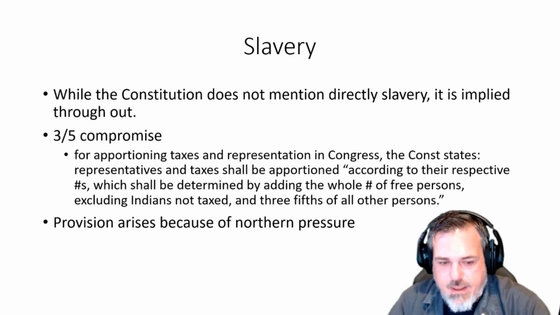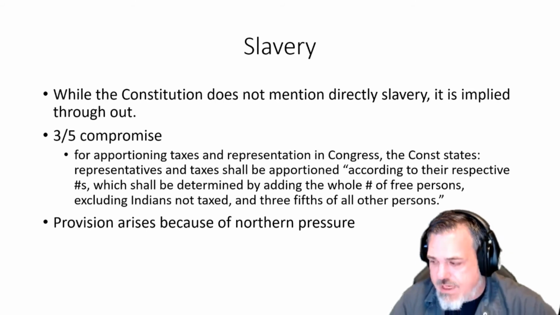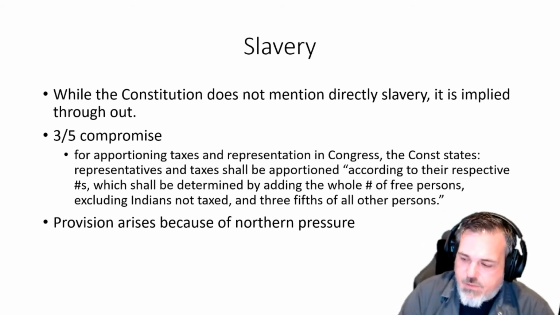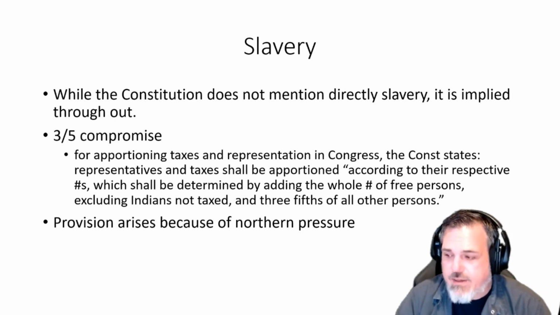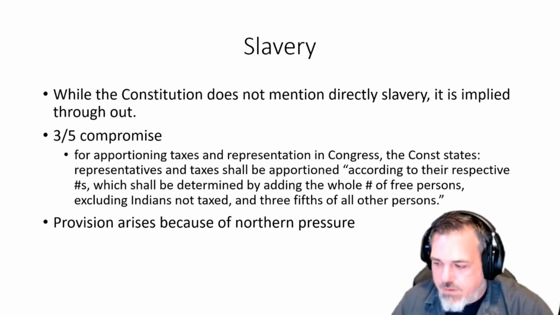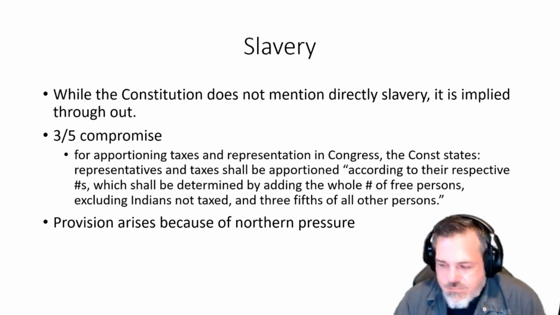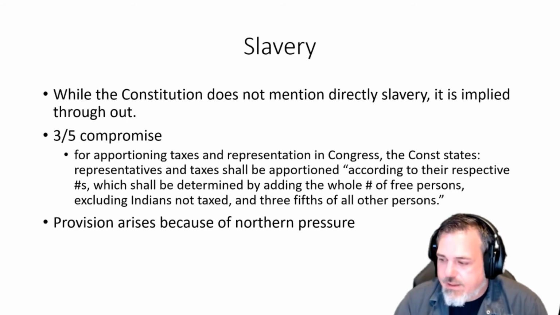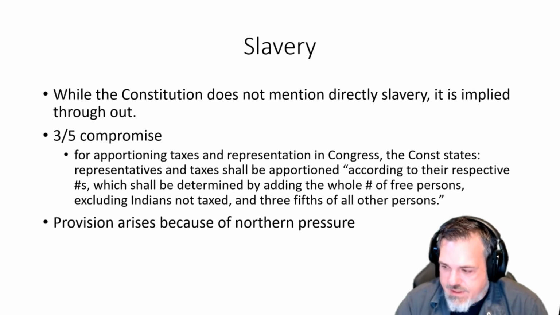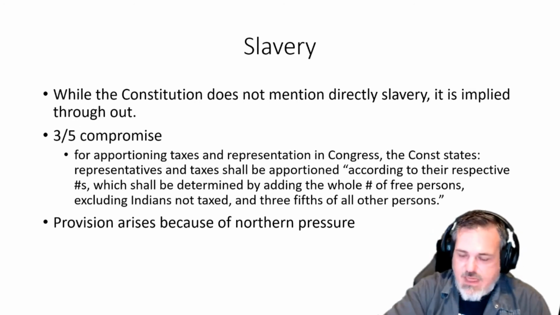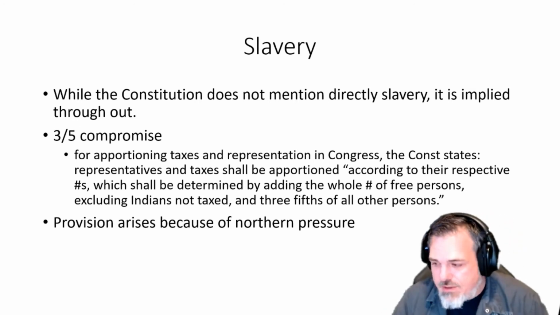The provision itself, the Three-Fifths Compromise, arises almost primarily because of Northern pressure on the South. And the reason, for obvious reasons, is that Southerners, those who represented the Southern states, wanted individuals who were slaves to count for purposes of population, but not for taxation, which was not going to fly. And so the Northerners proposed this compromise and also built it into electoral mechanisms.